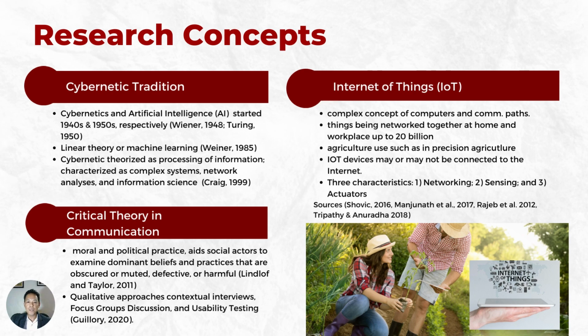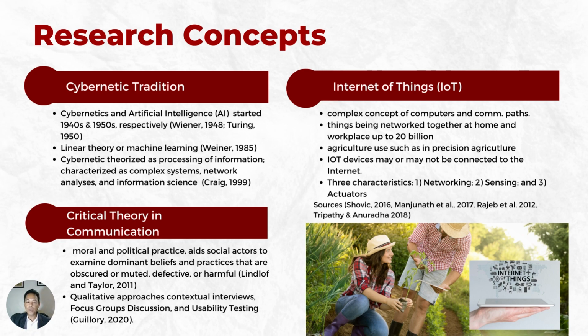It refers to a complex concept of computers and communication paths. This refers also to things being networked together either at home or a workplace, now estimated at around 20 billion networked devices, and has applications in agriculture such as in precision agriculture. IoT devices may or may not be connected to the internet. So again, it is not necessarily connected to the internet.